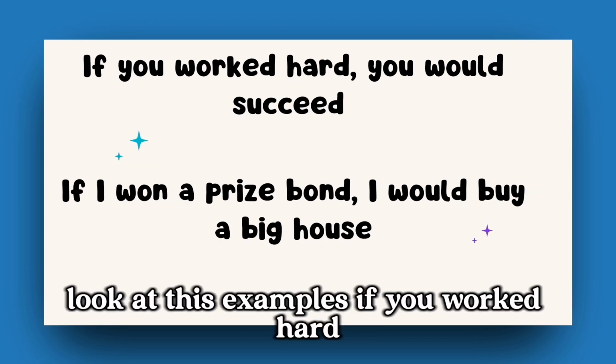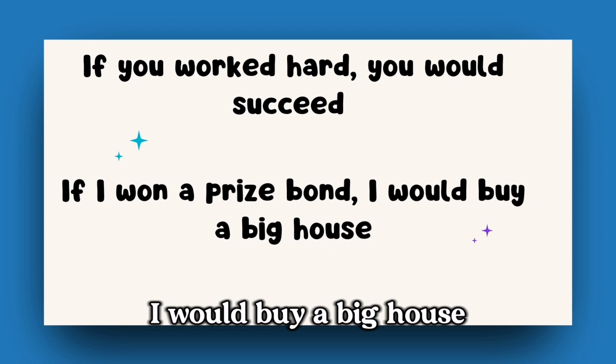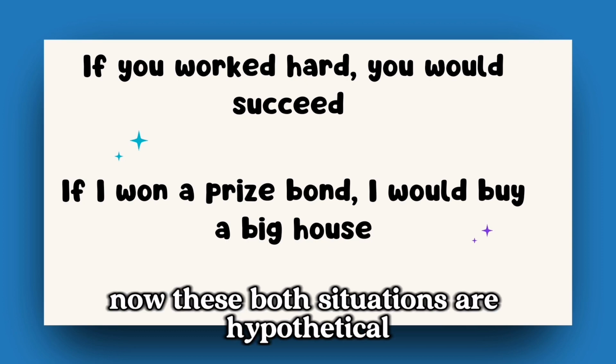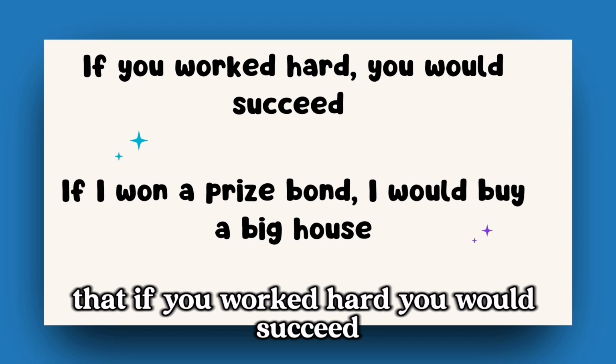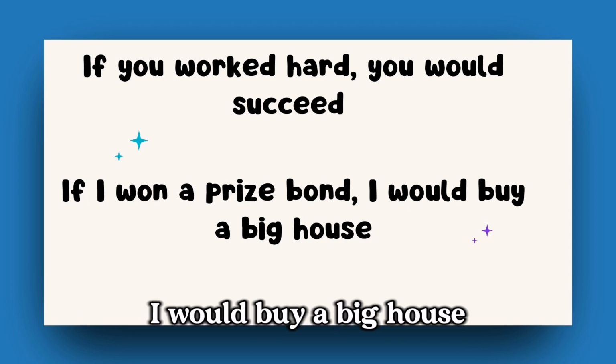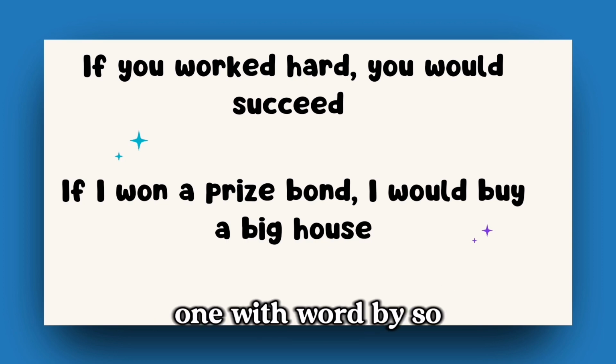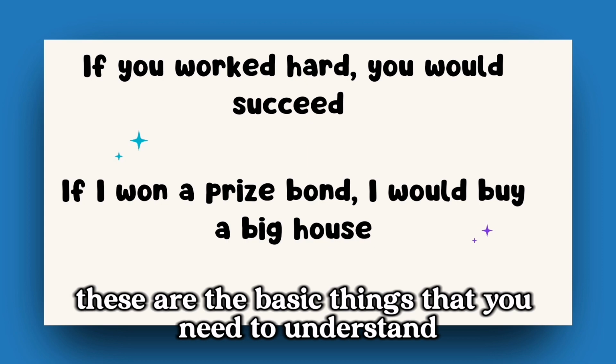Look at these examples. If you worked hard, you would succeed. If I won a prize bond, I would buy a big house. Now, these both situations are hypothetical that if you worked hard, you would succeed. And if I won a prize bond, I would buy a big house. So, we are using worked with would succeed, won with would buy. So, these are the basic things that you need to understand.